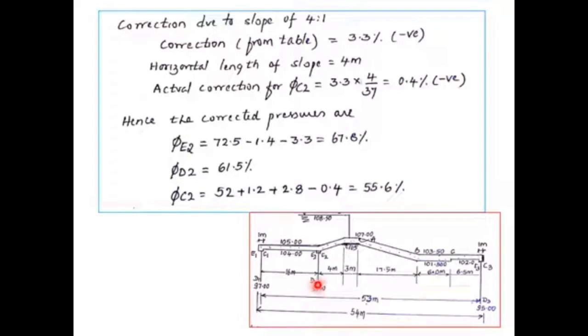Similarly at D2 it is 61.5, and at C2 we have to apply, first from the graph, it is 52%. So we apply correction, which is 1.2, and then we apply corrections for the mutual interference of this pile, which is 2.8, and similarly for the slope, which is 0.4. So it comes to 55.6 percentage.